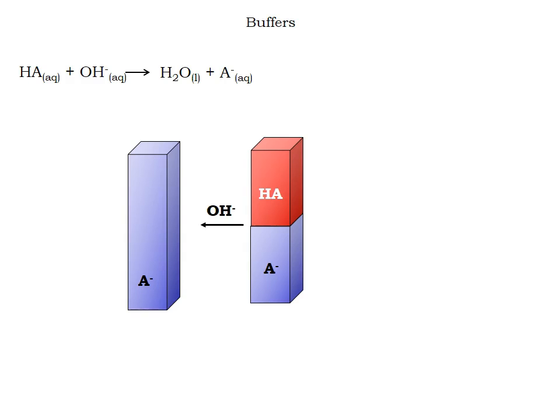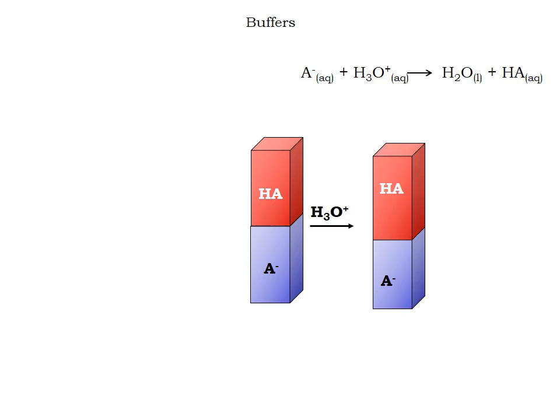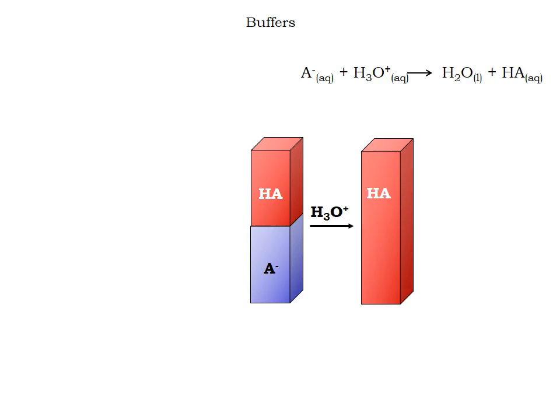Now if we take the same composition of HA and A minus, that middle representation of our original buffer, and instead add H plus to it, so here I'm adding H3O plus. You can add H plus or H3O plus. It's all the same thing, right? And so in this case, we have increased our acid component of our buffer, and if we continue to add H3O plus, we will use up the base component, and eventually we will have all acid.